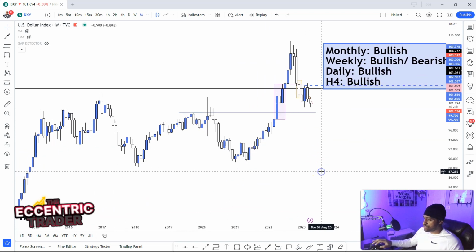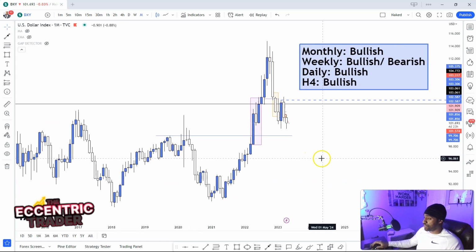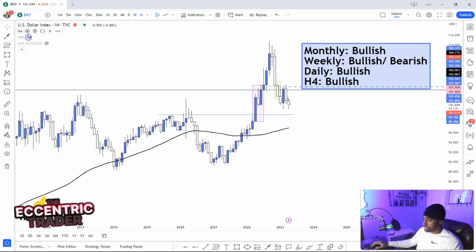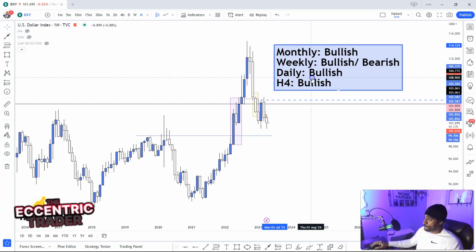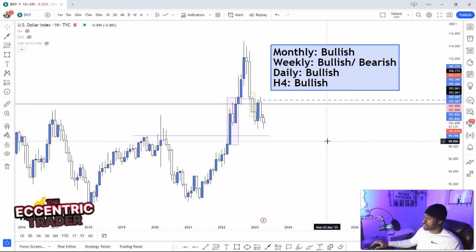I really try not to get too deep into supply and demand zones. For me, it's just a level of support and resistance. I use simple price action concepts, nothing crazy. I don't even use indicators. The most I have is some moving averages, but that's it. All right, so monthly time frame bullish.